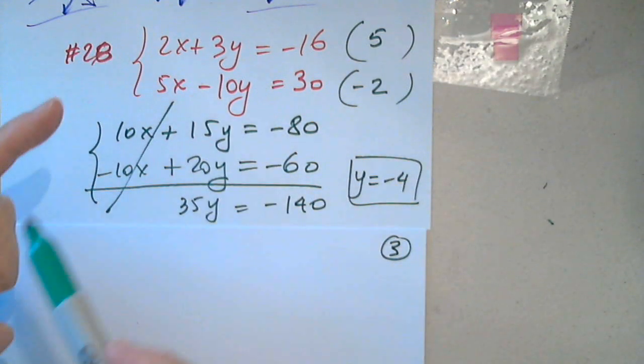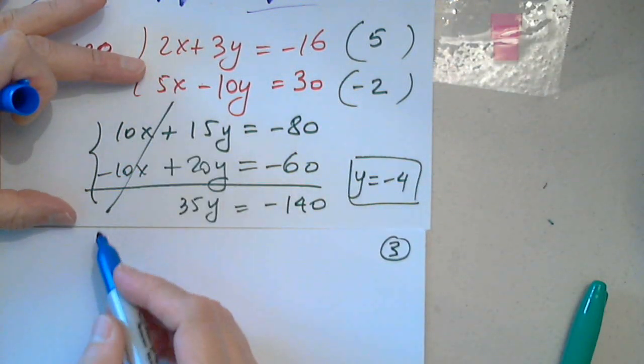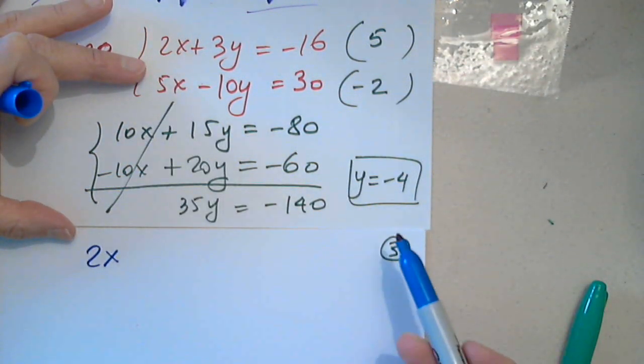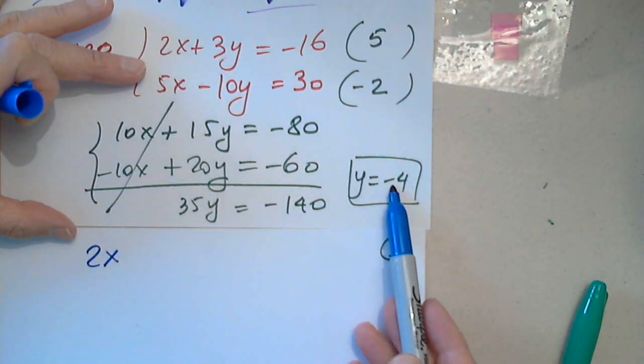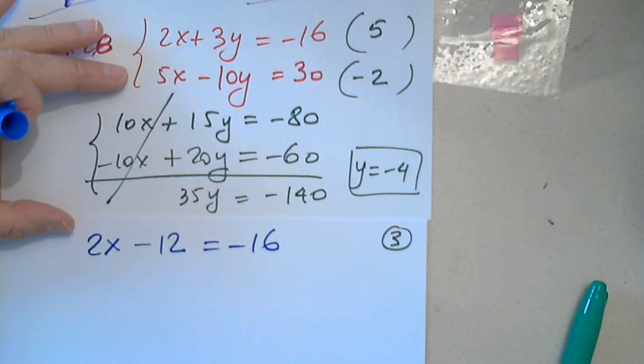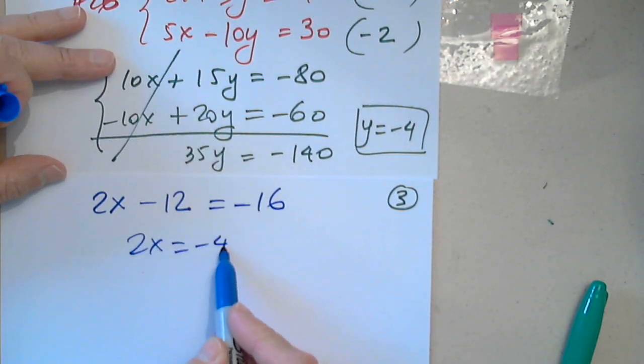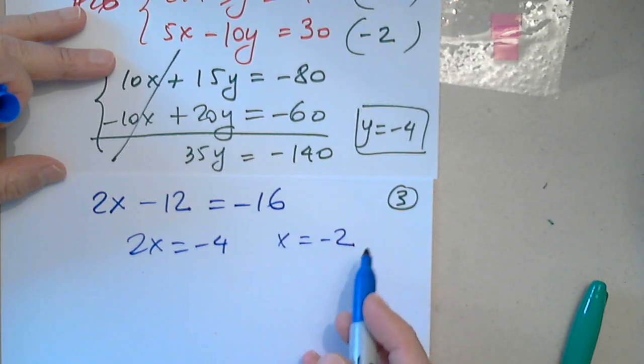I go back anywhere. It doesn't matter where. Let's say I go back to the first equation where I write 2x plus, well, 3 times negative 4 will be negative 12, equals negative 16. I will add 12 to both sides, and I will get x equals negative 2.